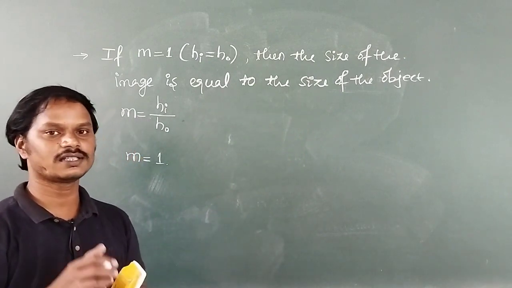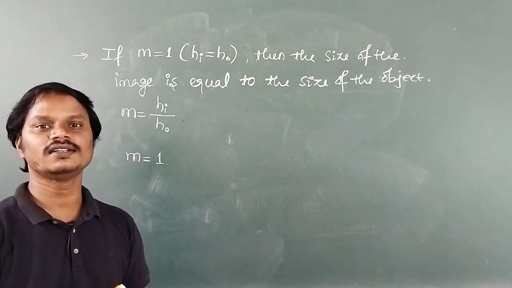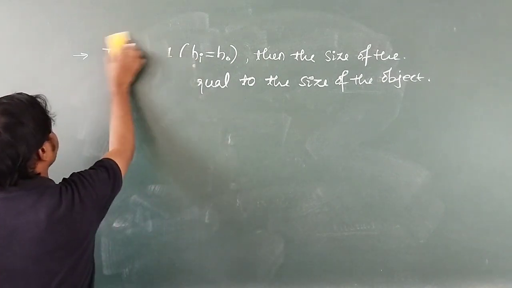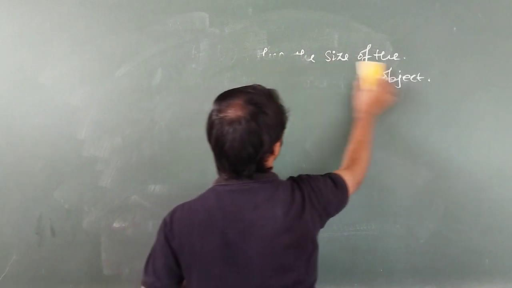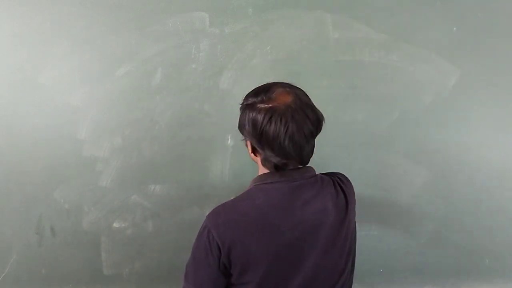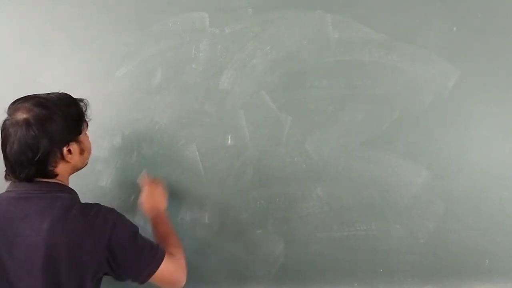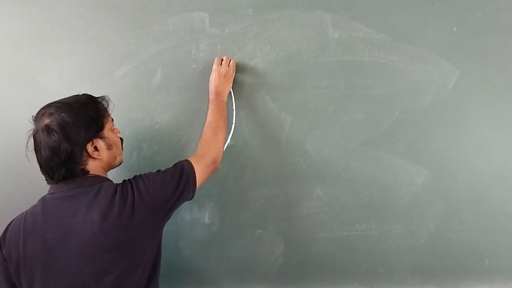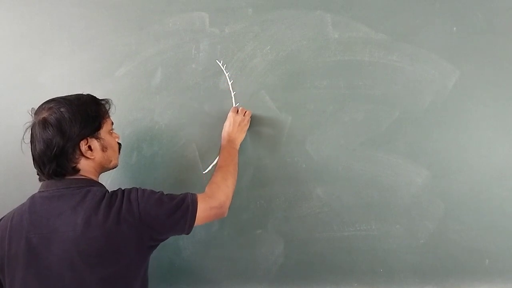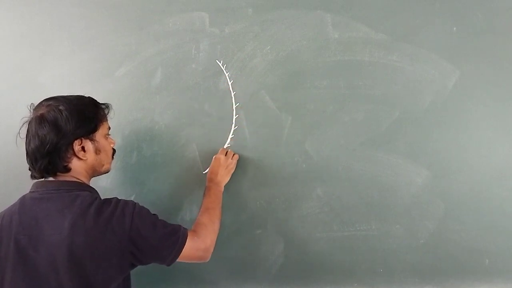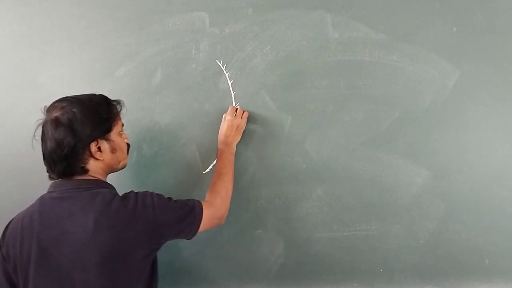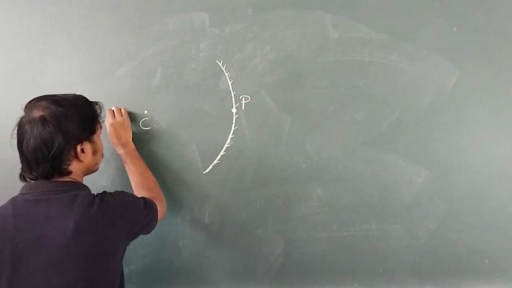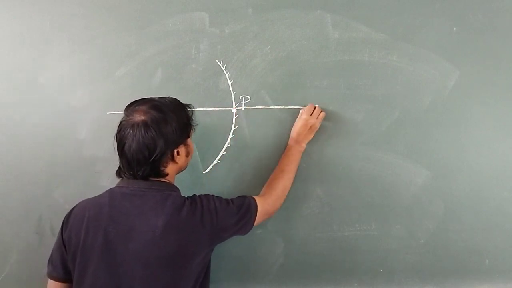Now let us discuss the size of the image formed by the concave mirror. It is the center of curvature, and the line passing through the center of curvature and the pole is called the principal axis.